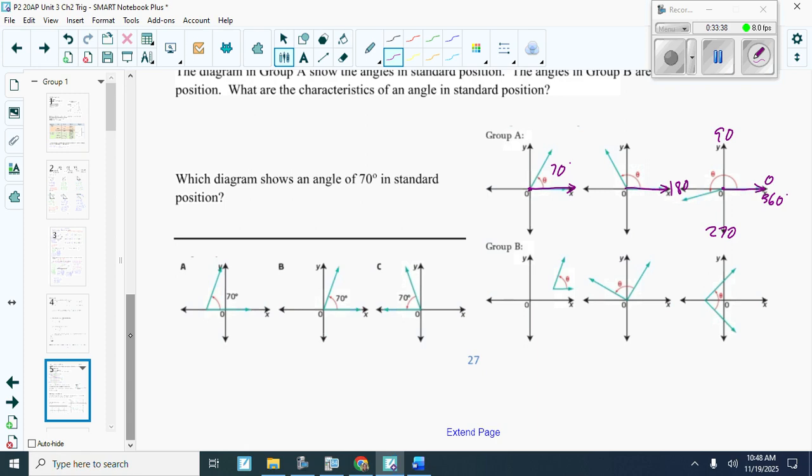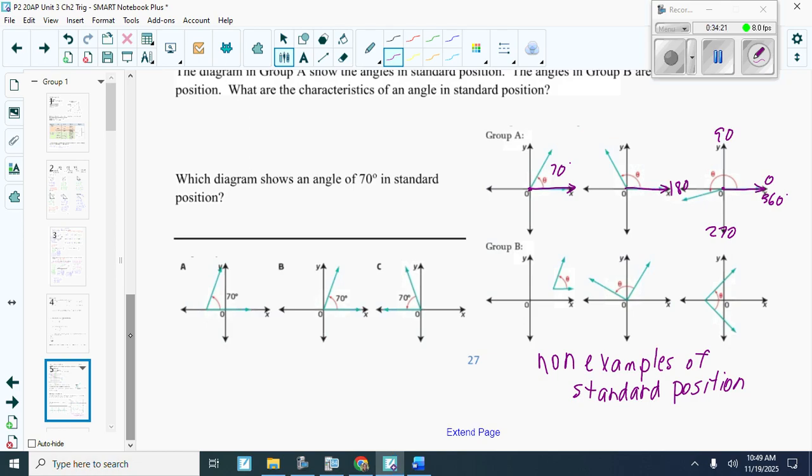Yeah, so these are non-examples. Group B is kind of floating there. So this would not be a standard position. If your initial arm is not on the x-axis, you are not in standard position. If it's on the Cartesian plane but in a weird case, these are non-examples. That's standard position. So we just need to see what it is and what it is not.